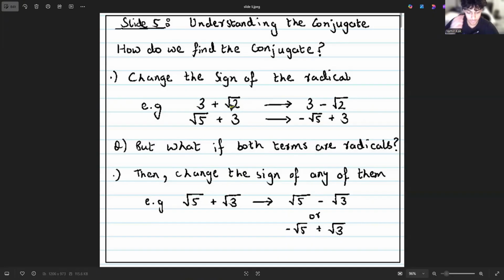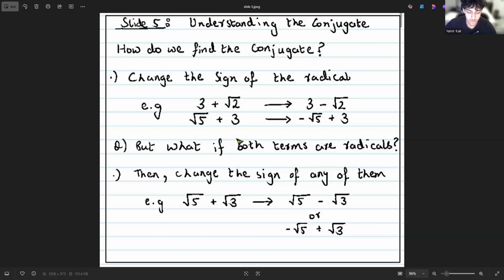So when we look at an example, 3 plus radical 2, which I always seem to use, to find its conjugate, we look at the sign between the 3 and the square root 2. It's a plus sign, so we flip it to a minus sign, and the conjugate is 3 minus radical 2. It's just always the opposite, right? But now, if we have an expression like radical 5 plus 3, the sign between the terms square root 5 and 3 is plus, so we change it to negative. So the conjugate is negative root 5 plus 3, right?